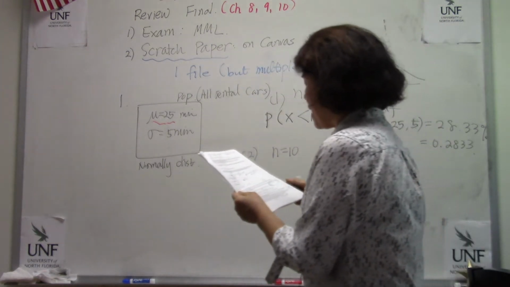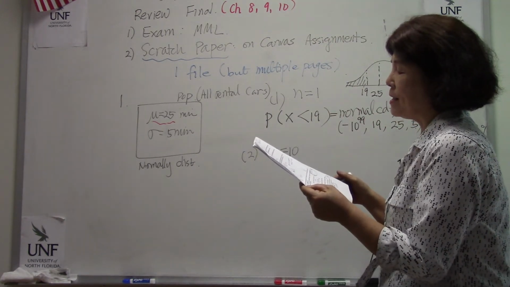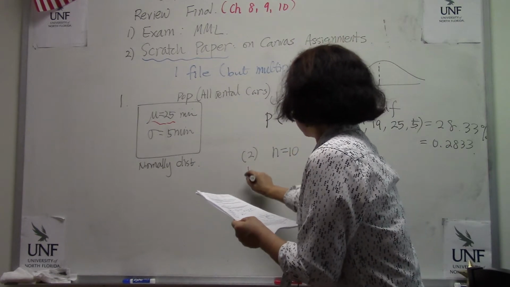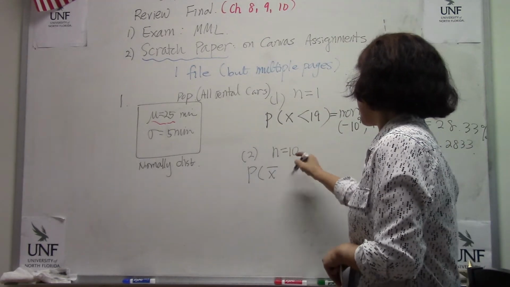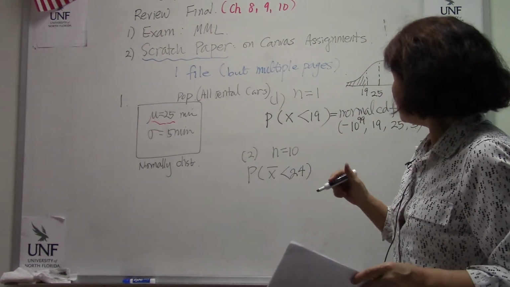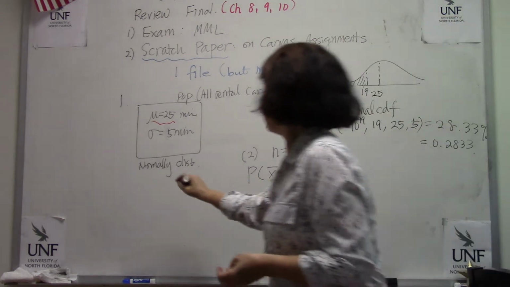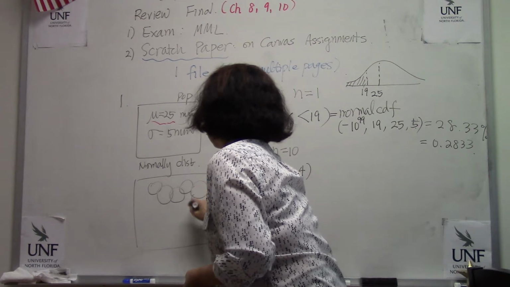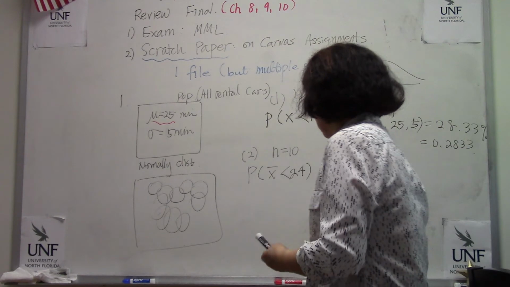The next one: this time you are going to have a sample of 10 cars, and what is the probability that the mean maintenance time will be less than 24 minutes? So this time it is x bar, a sample of 10, and this is less than 24. When you switch to a sample of multiple cars like this, what do you have to do? Yes, you are thinking about sampling distribution. You can make many samples of 10 cars. In that case, what is going to change?